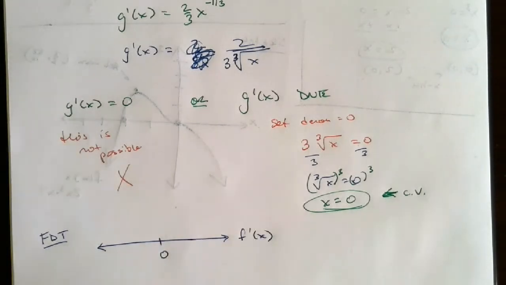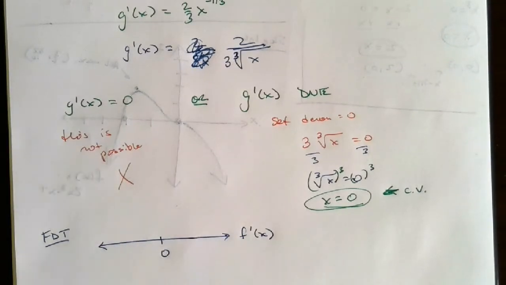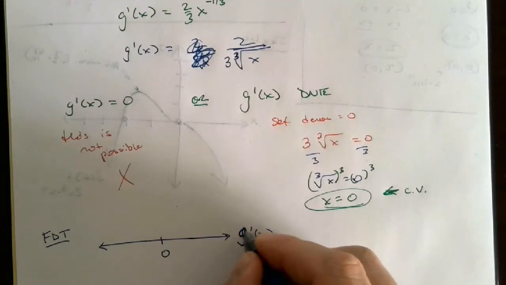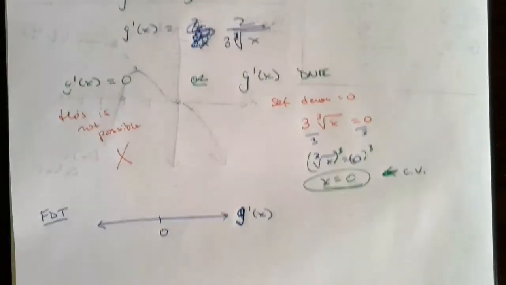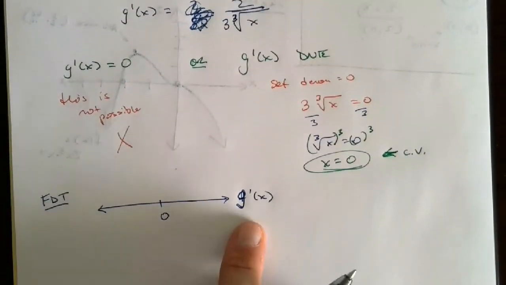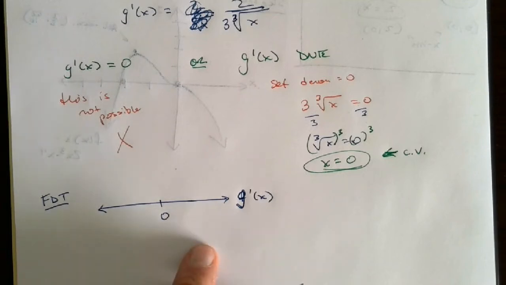This is a number line for g prime of x, remember. When I do this, I want to test values to the left and right of this in our derivative. This function is g, so it's g prime of x, a number line for the first derivative. Then I'm going to sub in values to the left and right of this to test if g prime is positive or negative on each side.